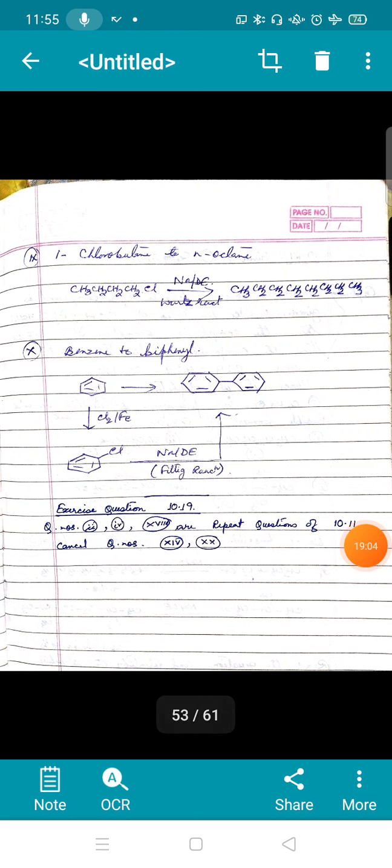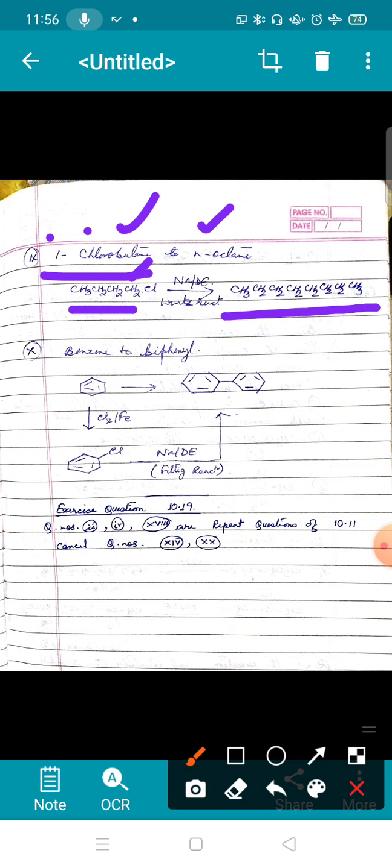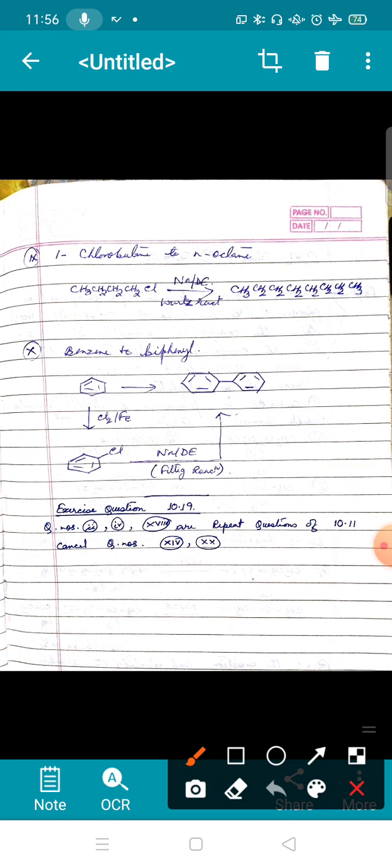Okay, the next one is a very simple, one-step conversion. 1-chlorobutane to n-octane. So here what is our starting material? It's a butane, that means 4 carbons. 1-chloro, that means there is a chlorine in position 1. Octane, sorry, octane means there are 8 carbons. N means it is a straight chain. So you can see a haloalkane has been converted to an alkane, and that also by doubling the number of carbons, and it is symmetrical. So it is just a one-step conversion. You know, it is very simple. It's Wurtz reaction. So we simply treat it with sodium in dry ether and we get the product.